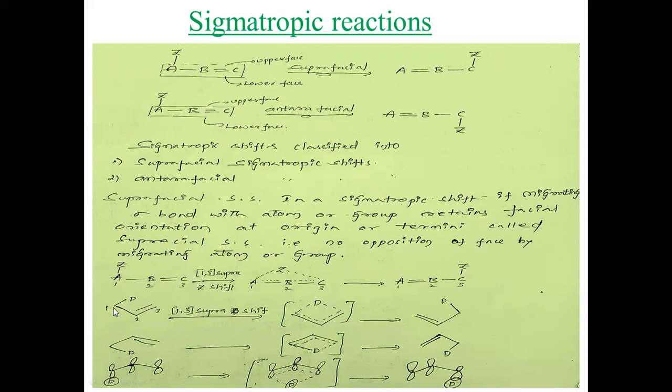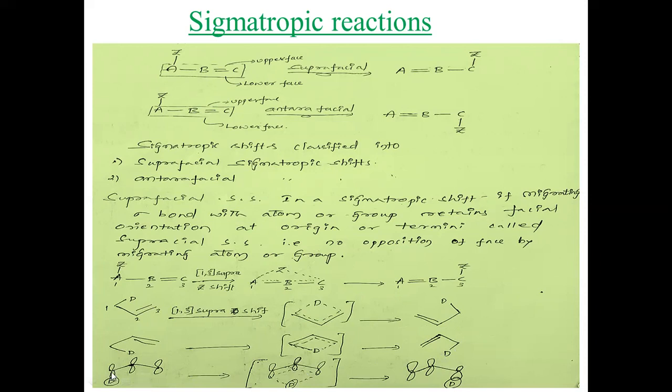Now for example, in this alkene, the deuterium atom is migrated along with the sigma bond. This deuterium atom is migrating from the upper phase onto the upper phase. So this is called a 1,3 suprafacial deuterium shift. Now in this case, deuterium is on the downside, for example. If deuterium migrates from downside to downside, then we call this a 1,3 suprafacial deuterium shift.